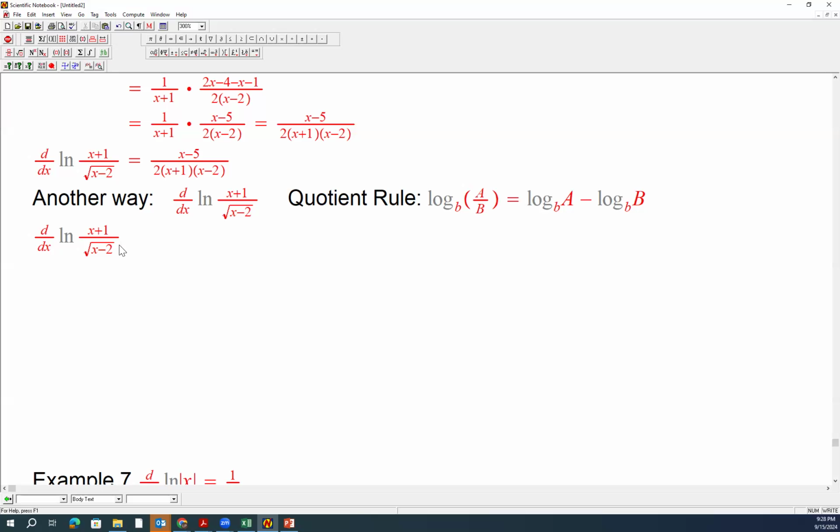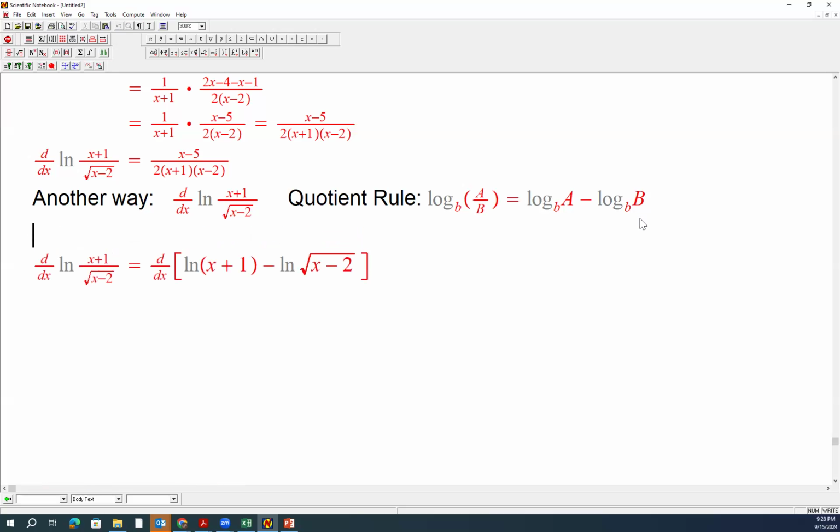So we're basically taking the derivative of a difference. We have ln of x plus 1, subtracting ln of root of x minus 2. Now we apply the power rule of logarithm.